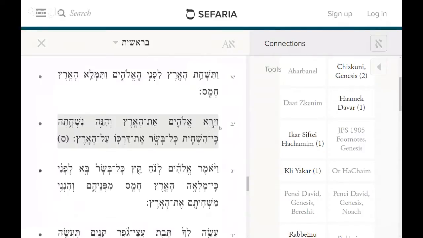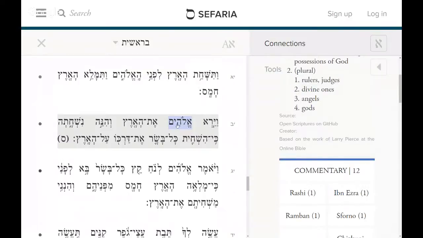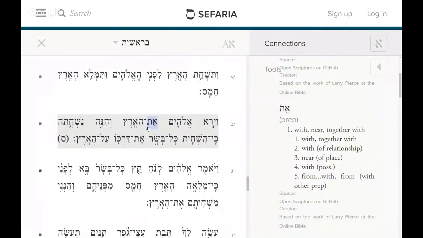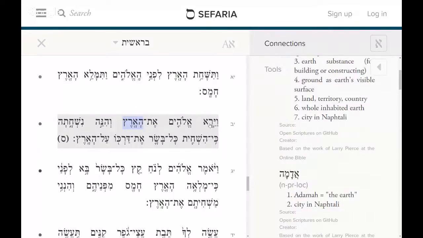So it's he saw. And now we have Elohim as the subject, so God saw. And now et tells us whatever comes after this is going to be the direct object. It's going to be what the action happened to. So what did God see? Et ha'aretz, the land or the earth. Okay, so God saw the earth or the land.